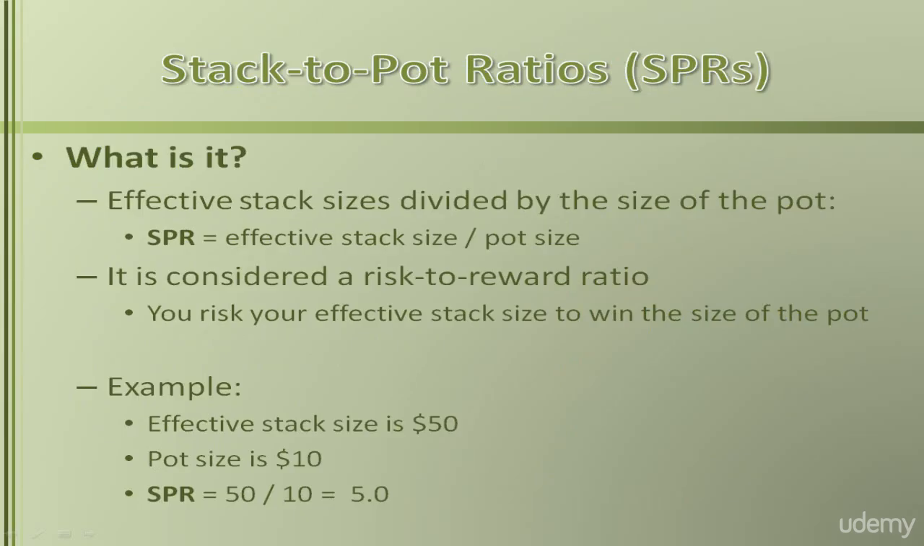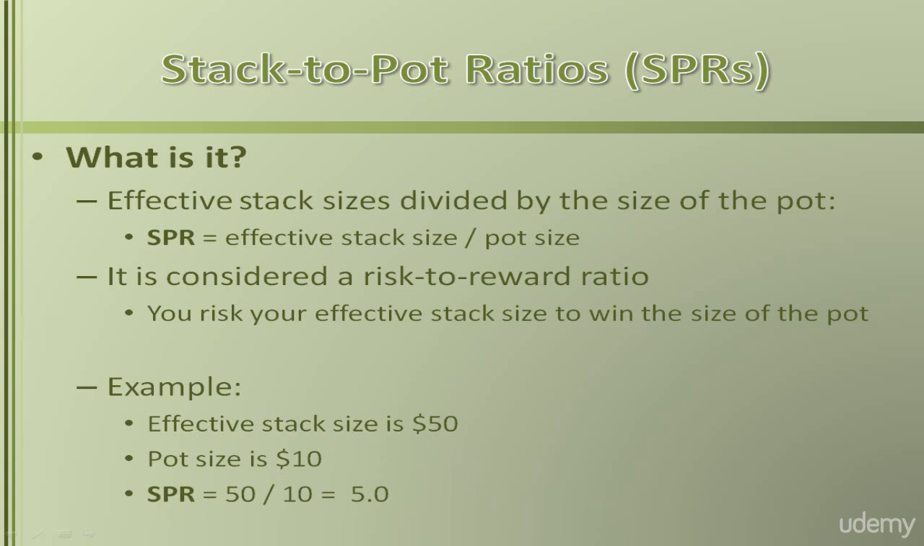So what is an SPR? Well, it's the effective stack size divided by the size of the pot. So SPR is effective stack size over pot size, and it's considered a risk to reward ratio. You risk your effective stack size to win the size of the pot. Let's do a quick example. So effective stack size is $50, the pot size is 10. SPR would be 50 divided by 10, which is equal to 5.